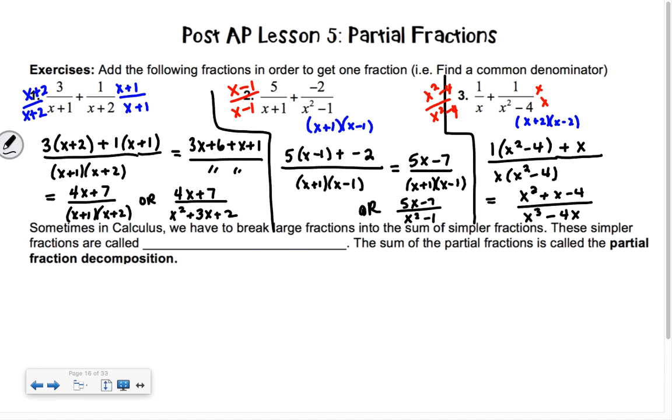All right, so what we're doing in this section is not what we just did there. I'm glad that makes sense to you, but we're going in reverse. We're going to have things that look like this, and we're going to have to integrate it. And it's like, wait, how do you integrate that? Well, you break it down into things that look like this, and we integrate those instead. So that's our whole goal, is to slowly break things down. It says sometimes in calculus we have to break large fractions into the sum of simpler fractions. These simpler fractions are called partial fractions, and the process is called partial fraction decomposition.